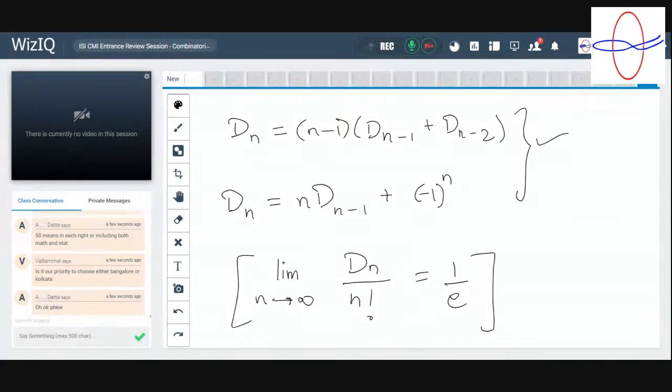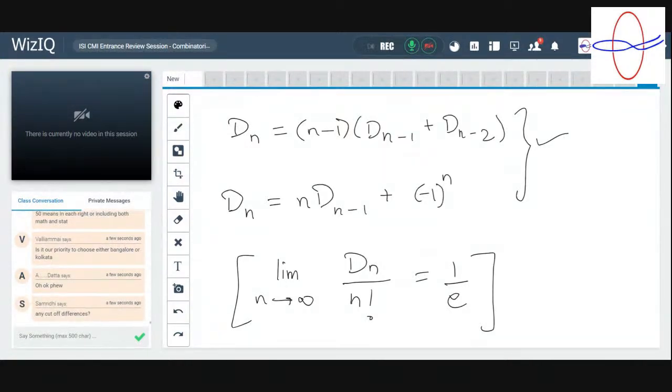No. BMath is Bangalore, BStat is Kolkata. No other choice. If you applied for BMath, it's Bangalore. If you applied for BStat, it's Kolkata. Cutoff differences, yes. Traditionally, BStat has a slightly higher cutoff, like a 1 or 2 mark difference. Traditionally, that happens for some reason. I'm not sure why.